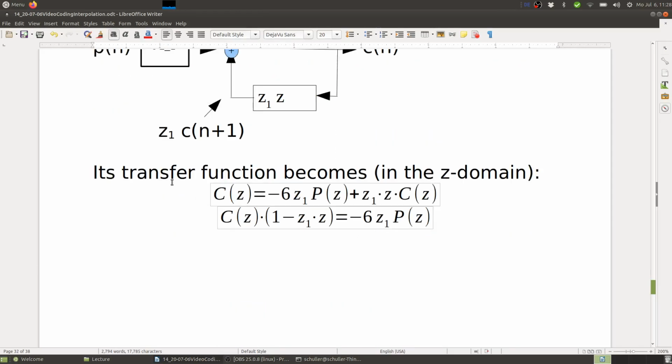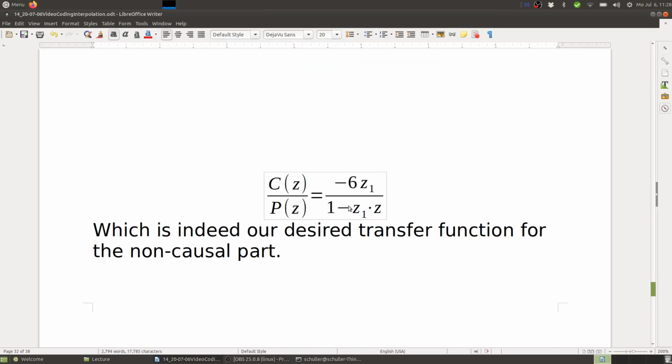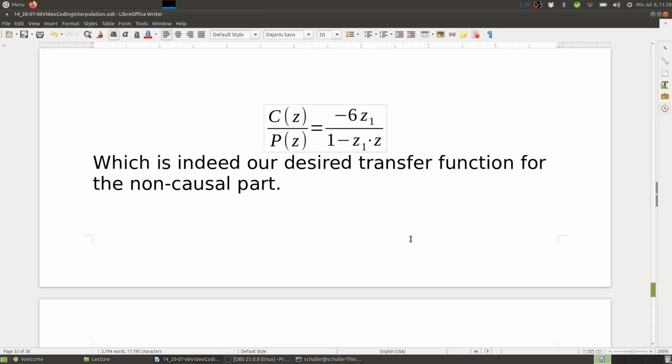So then again in the Z domain for checking, this is the same here. And then we can factor out P, which we can see here. So basically we bring this C on the other side, then we have this vector, bring this over here and bring the P down. Then we have this as our result. And this is indeed our desired transfer function for the non-causal part.